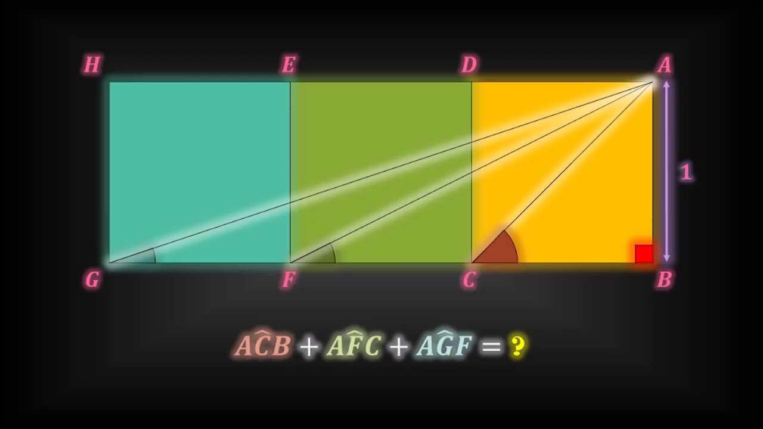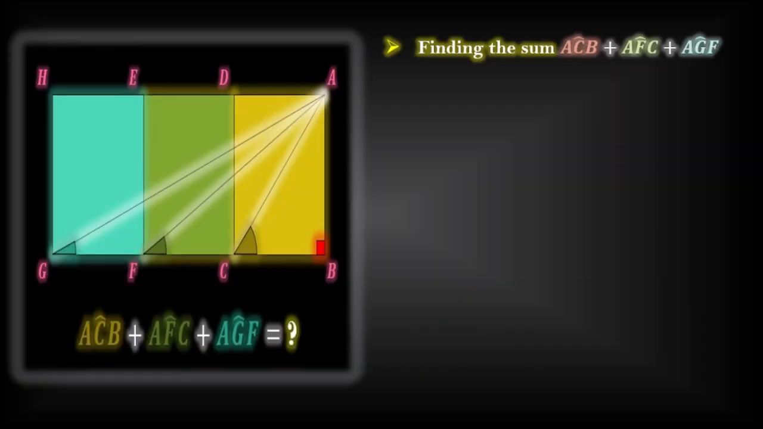We place the figure in a coordinate system that has the point B as an origin. Point B has coordinates 0, 0. Point A has coordinates 0, 1. Point C has coordinates -1, 0. Point F has coordinates -2, 0. Point G has coordinates -3, 0. Let's note these results.